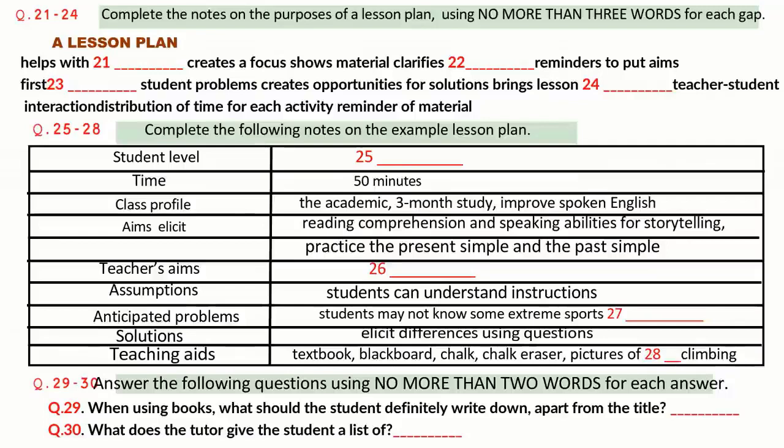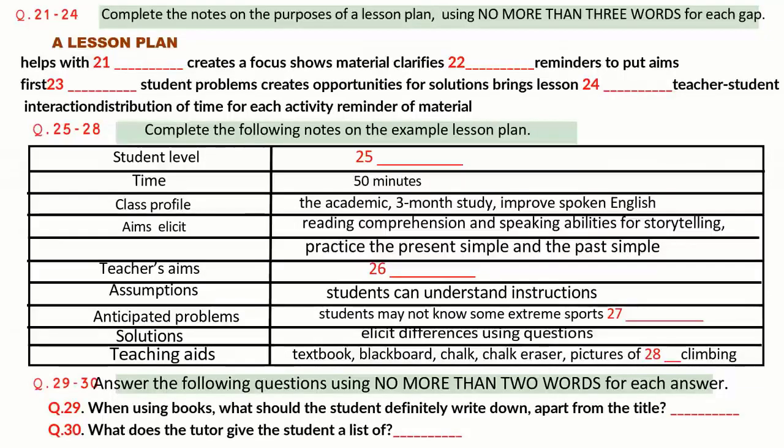Thank you. I've made a note of those points. Take a look at this incomplete lesson plan. Do you have any ideas about what could be added to each section? Let's see. The students are at low intermediate level, and the lesson will last for 50 minutes. The students are academic ones, staying in Australia for 3 months to improve their spoken English. The aim of the class is to elicit reading comprehension and speaking abilities for storytelling, as well as to practice the present simple and the past simple tenses.